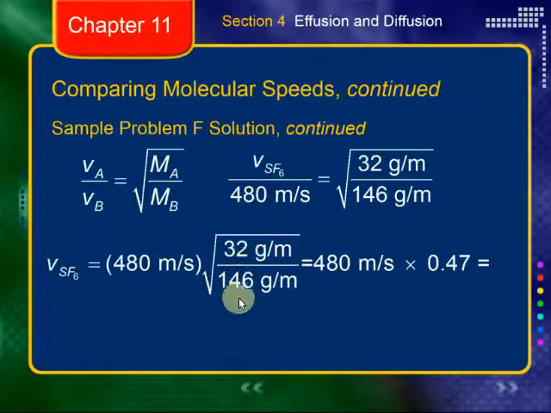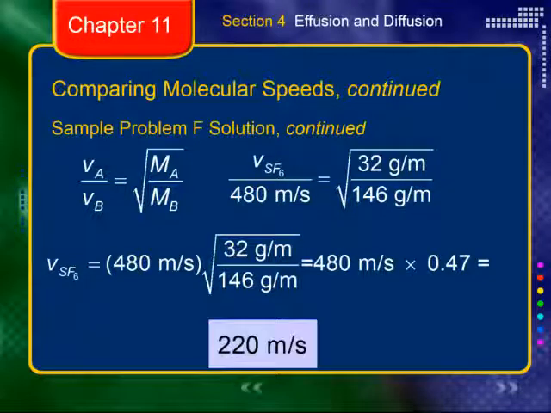Now, the first thing I'm going to do is try to get rid of this whole square root up here, because to be perfectly honest, it intimidates me and I want to get rid of it. And so I'm going to divide 32 by 146 and then take the square root of that. It turns out, if you have your calculators on you or you did this successfully, that calculation is going to be 0.47. I haven't done anything with this 480 meters per second, so that's still there. 480 meters per second multiplied by 0.47. Throw that into the calculator. I come up with 220 meters per second.